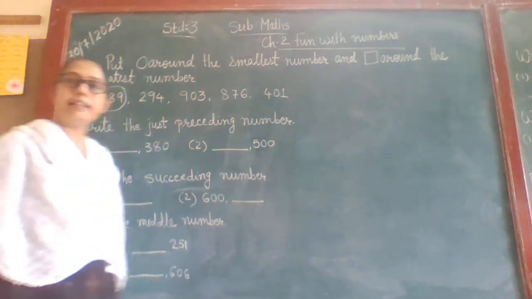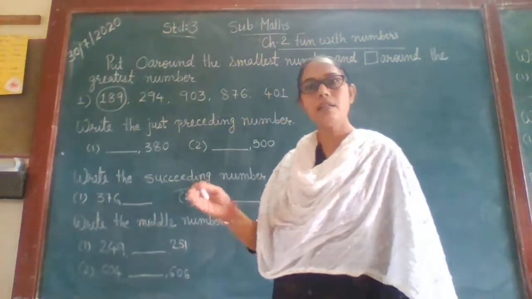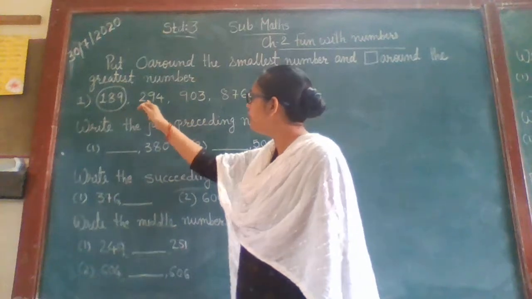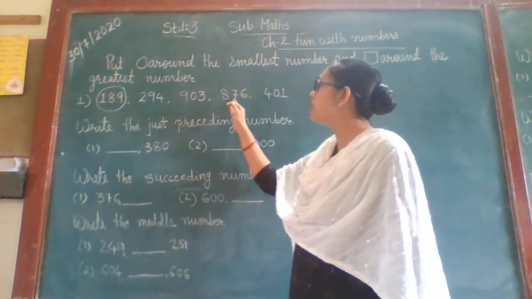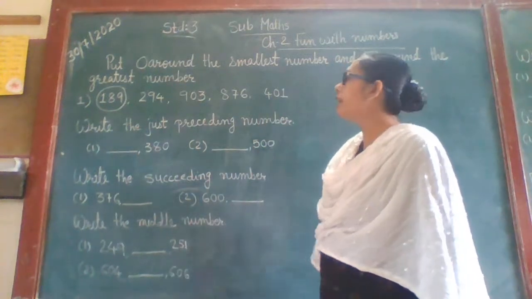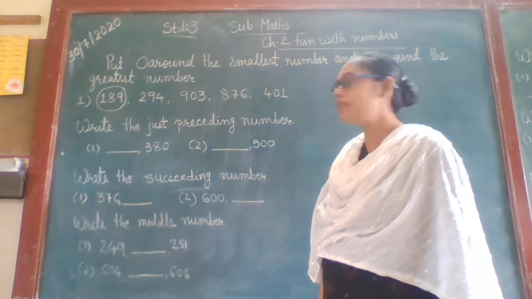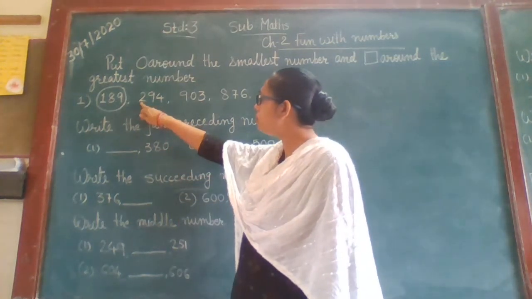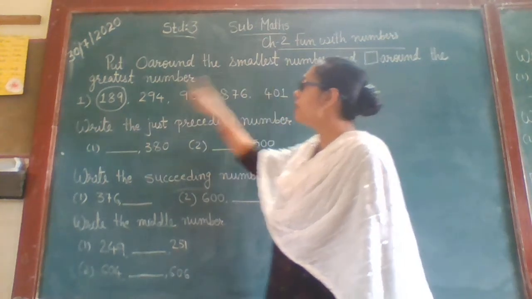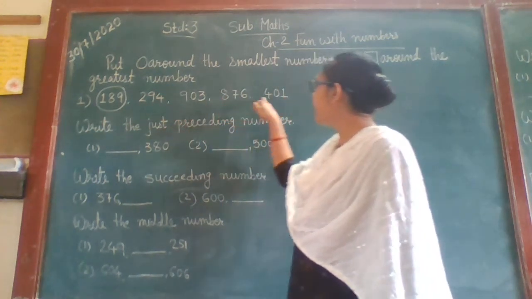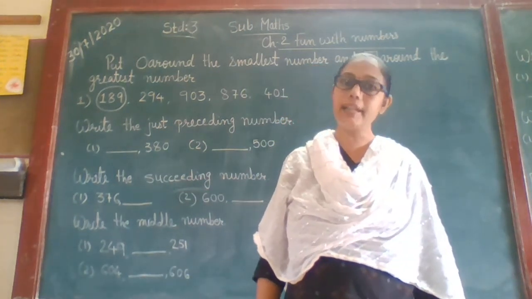Now we find the greatest number. Students, we know that now 189 is the smallest number. Now we check which one is the greatest number among these 4 numbers. So again we check the hundredth place digit of each number. Here we have 2, 9, 8 and 4. So among 2, 9, 8 and 4, which one is the biggest one? Means which one is the greatest one?